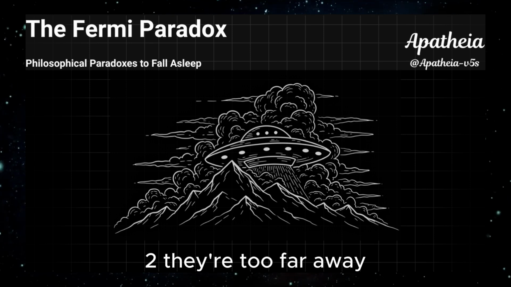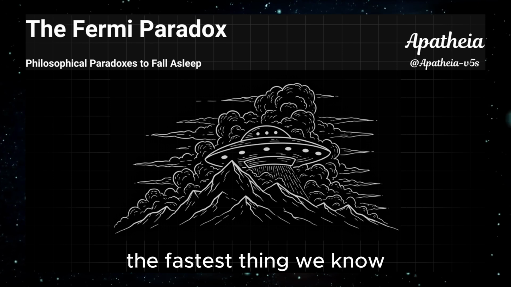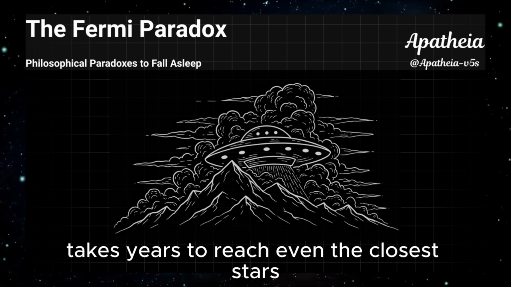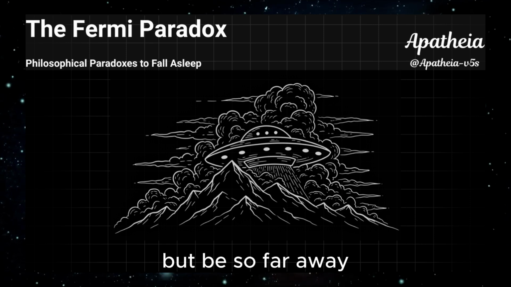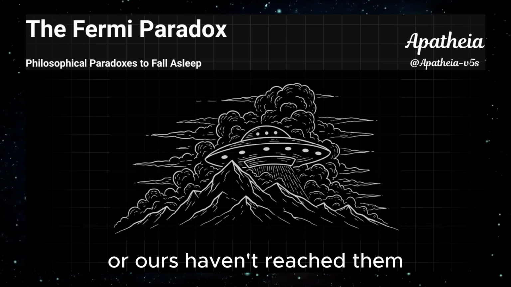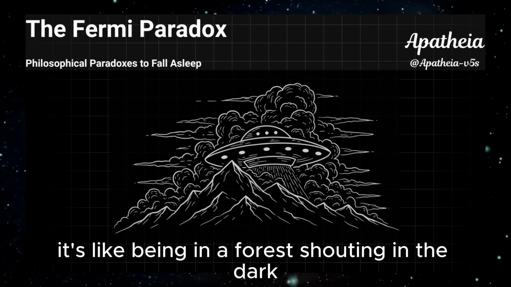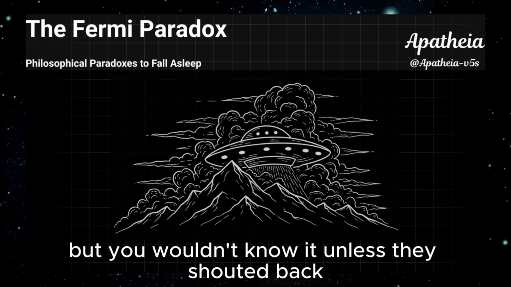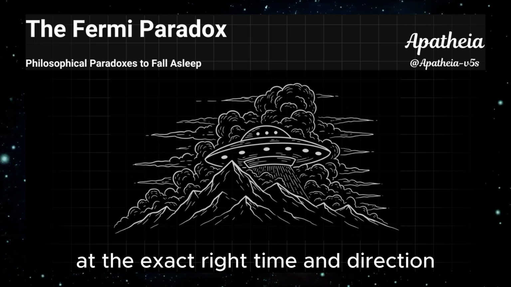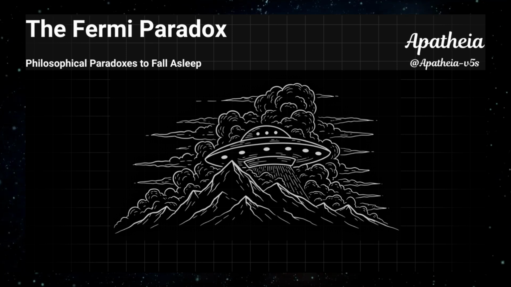2. They're too far away. The universe is vast. Even light, the fastest thing we know, takes years to reach even the closest stars. Civilizations might exist, but be so far away that their signals haven't reached us, or ours haven't reached them. It's like being in a forest, shouting in the dark. You could be surrounded by others, but you wouldn't know it unless they shouted back at the exact right time and direction.